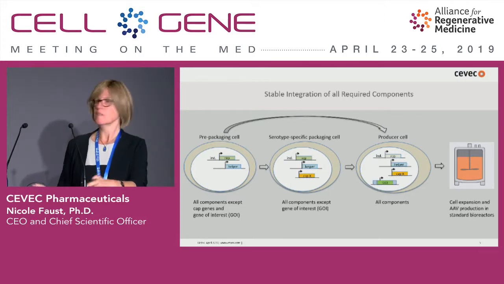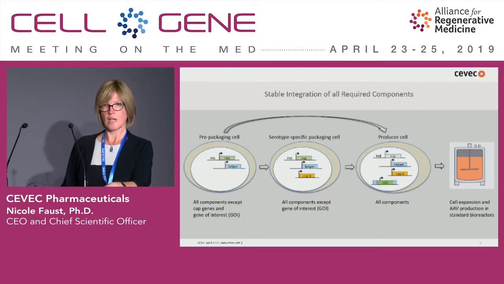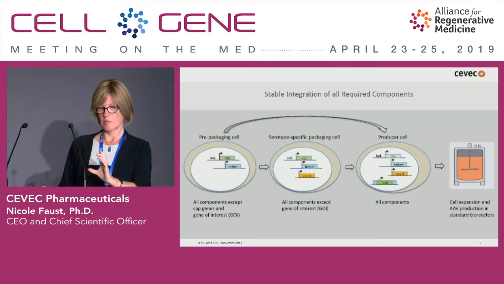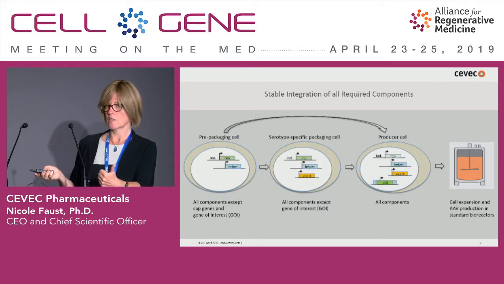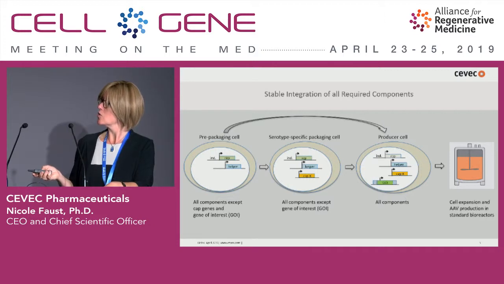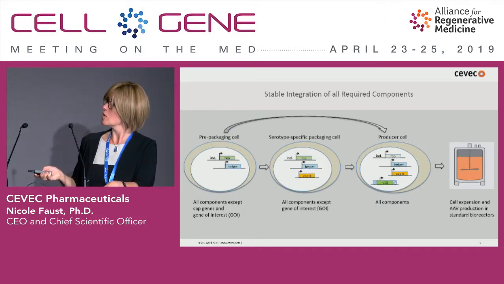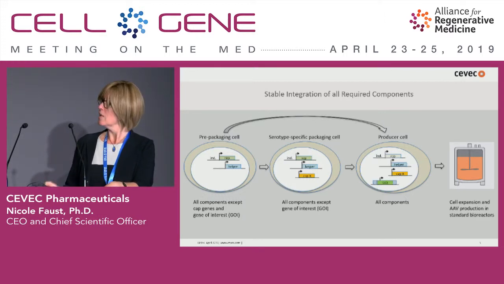So obviously this final producer cell line is product specific. We're starting with the pre-packaging cell, which is the starting point for every single project in which we're working with our partners. This cell has everything except for the cap genes and the gene of interest. By stably introducing the serotype-specific cap genes, we generate a packaging cell line, and from that packaging cell line, by stably introducing the ITR-flanked gene of interest, we generate the producer cell.